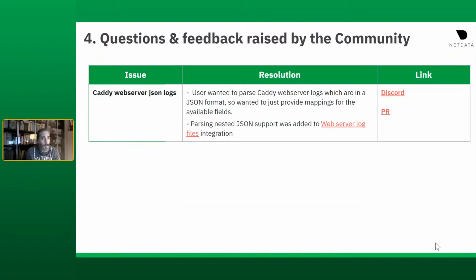And the last one. We had a user that wanted to get Caddy web server JSON log files into a chart. He wanted to plot these logs into a chart, and we needed a mapping to see which fields are available. But our web server log plugin or collector was not able to handle parsing nested JSON structures. So we made a PR. This is already merged and already available. The user already tried it out and is happy with the results.